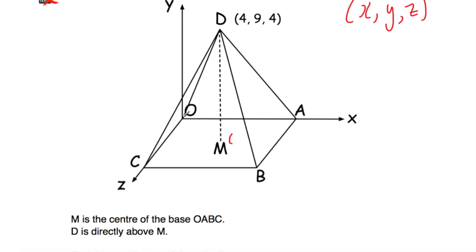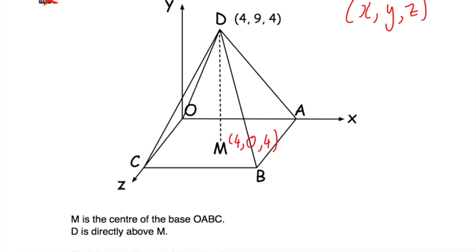Well, in terms of M, it's going to be 4 across in the x-axis direction, so 4. We're not going to be going up because M is the center of the base, so it's going to be 0. We're not going up in the y-axis direction, but we would still be coming forward 4 because it's directly below D. So the coordinates of point M are 4, 0, 4, and that's just 9 squares directly below the point D.